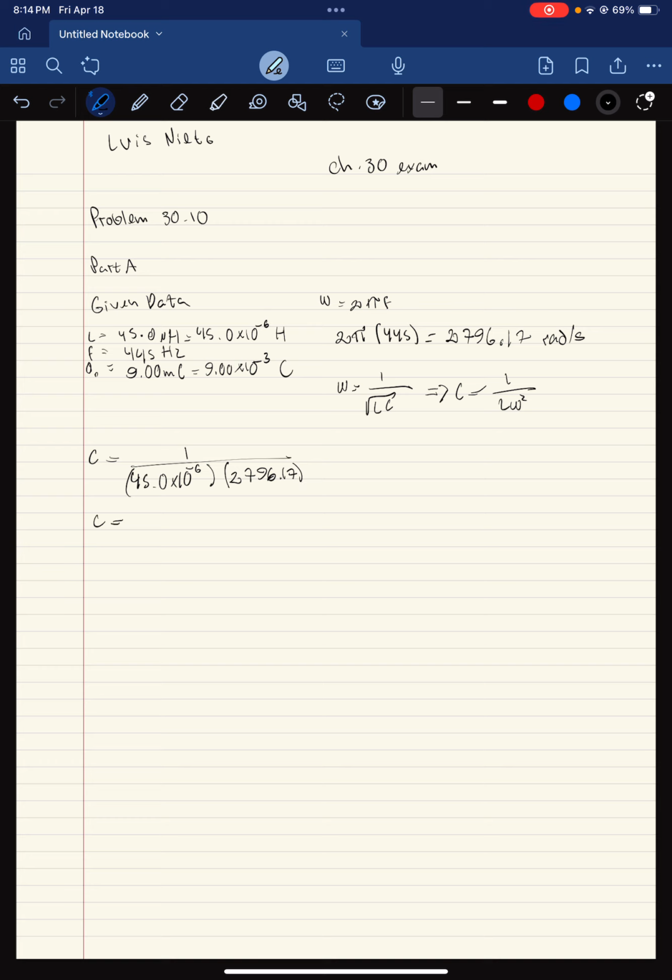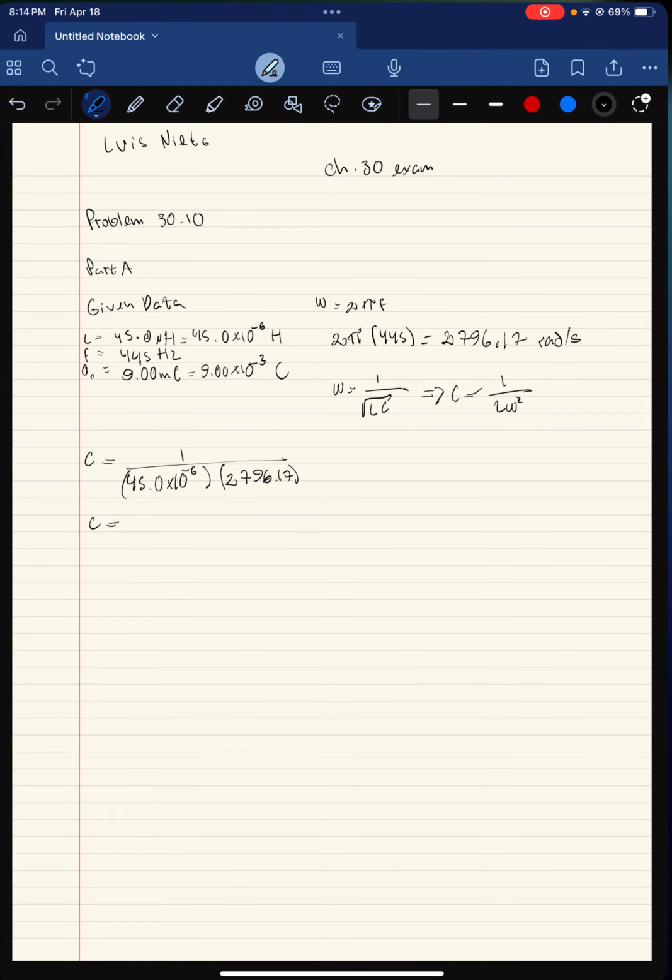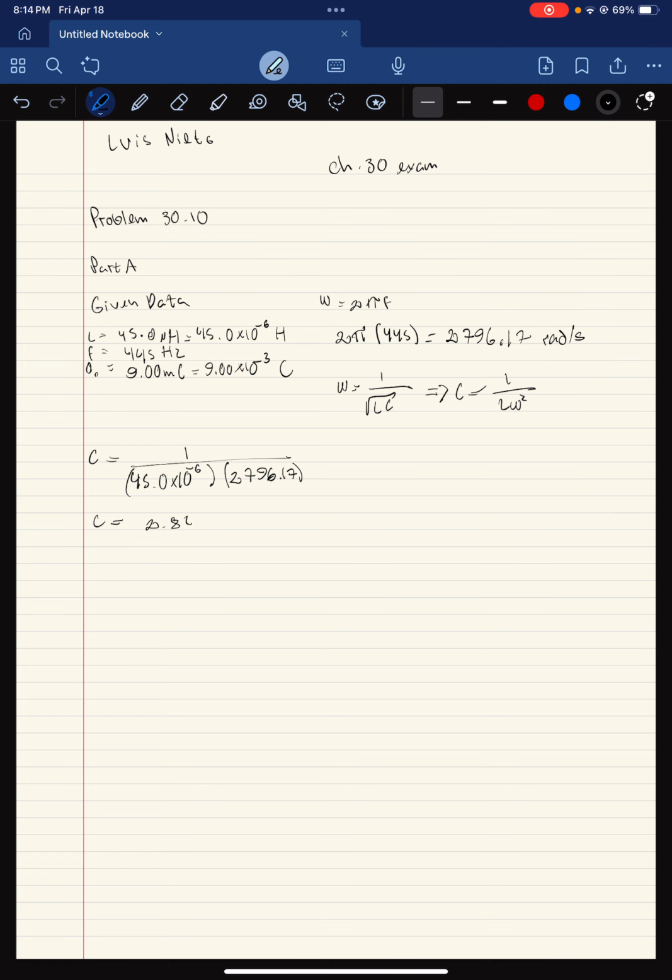It's 1 over 45 times 10 to the -6, close, open, 2,796.17, and I got 2.84 times 10 to the -3 farads. That's the answer for part A. Now we'll go with part B.